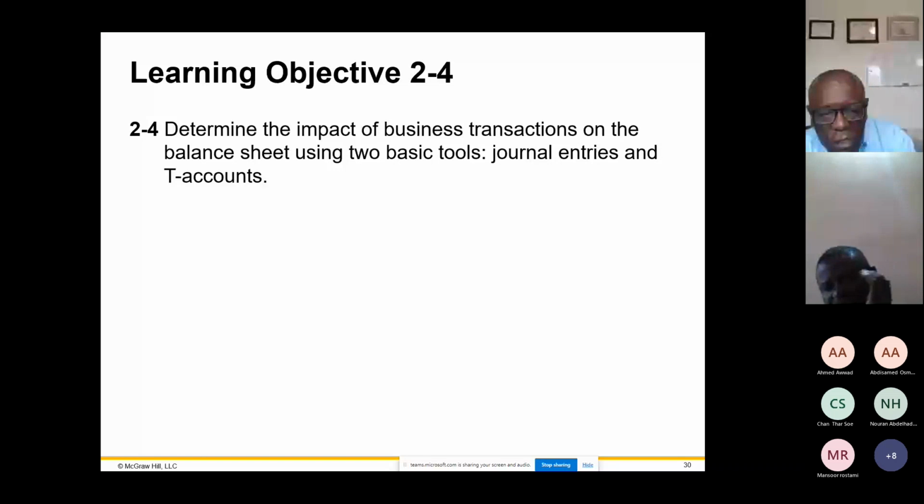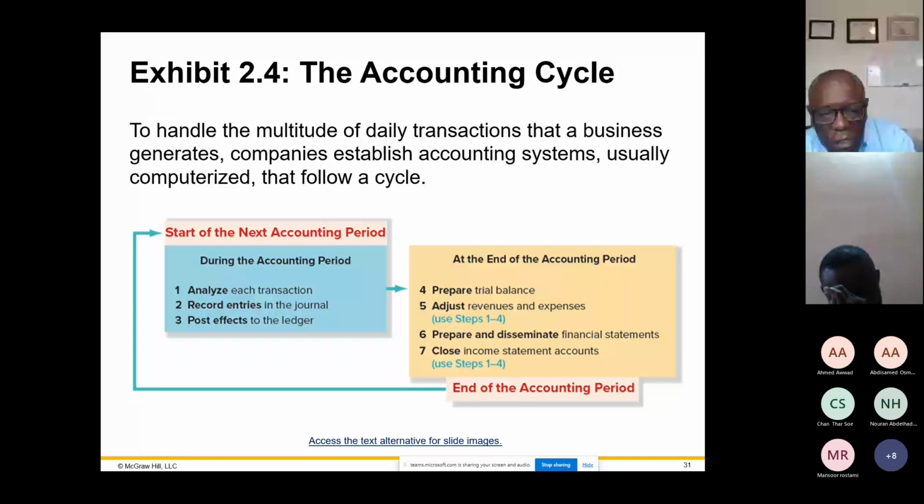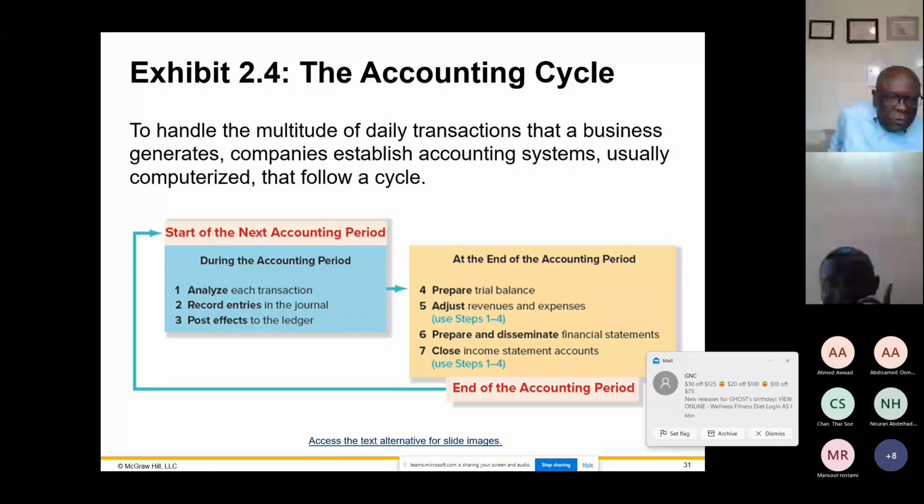To handle the multitude of daily transactions that a business generates, we must establish an accounting system. Usually, like I mentioned, this system is computerized, but you need to know a little bit of the theory behind the numbers, so that if the computer malfunctions and generates a problem, it is very easy to know. Like we always say, garbage in, garbage out. If you put wrong information in, the computer will also give you a wrong result.